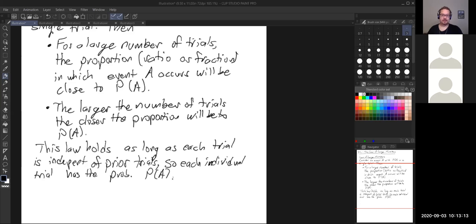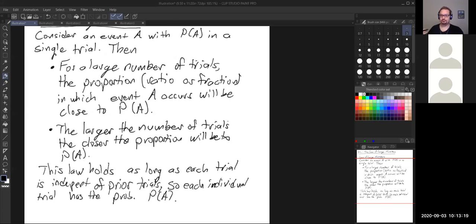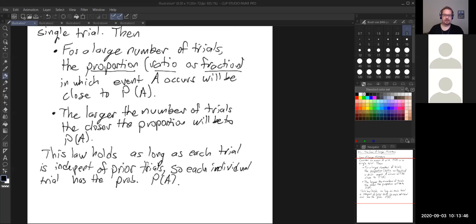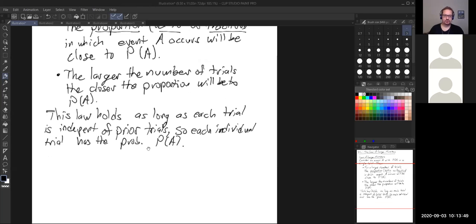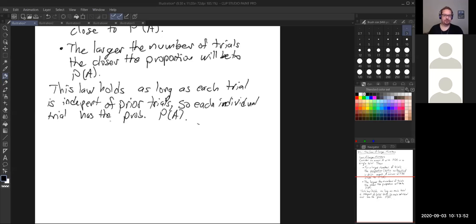Okay, so again, just to reiterate, we have two parts for the law of large numbers. We have an event A with some probability that we can calculate, probability of A, so that's going to be our theoretical probability. Then for a large number of trials, the proportion or the ratio or the fraction, those three words all mean the same thing, in which event A occurs will be close to the theoretical probability, probability of A. And the larger the number of trials, the closer the proportion will be. And this holds as long as each trial is independent of prior trials.